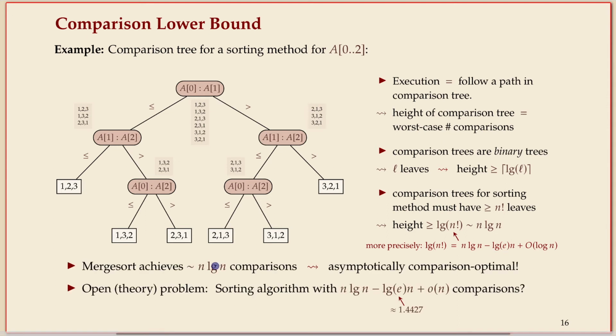Now we can compare this with algorithms that we've seen, and for example, merge sort achieves exactly this up to the first order approximation, exactly the optimal best possible number of comparisons.